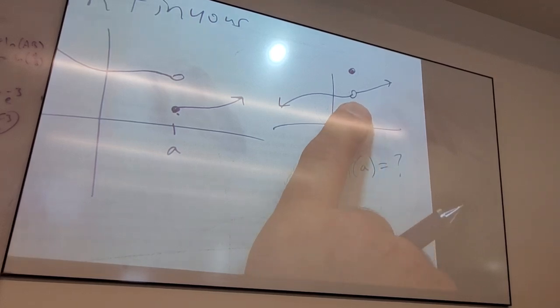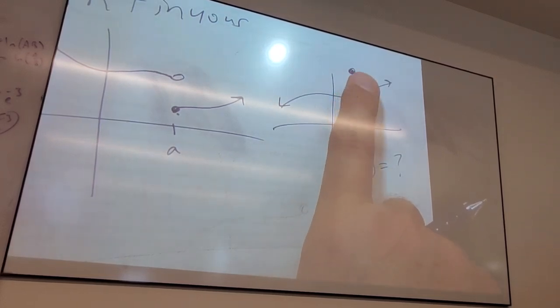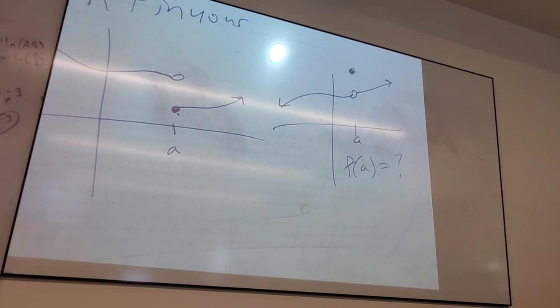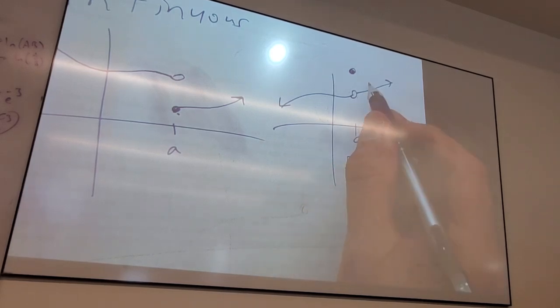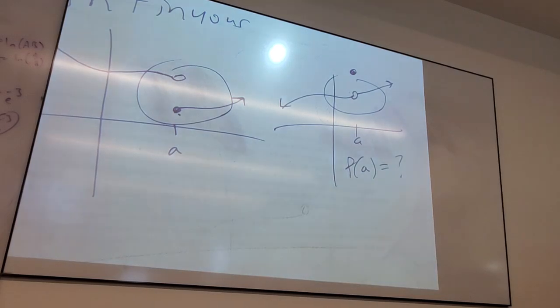Did that fill in the problem? No, but still discontinuous. If only I would have put that thing there. So what has to happen? What's one thing that must happen? Why is this one not as bad as this one? Because at least in this one, the limit they agree with exists.